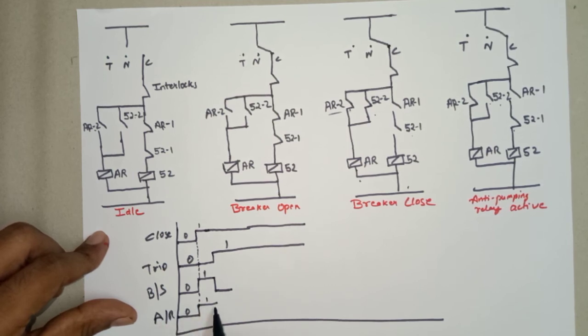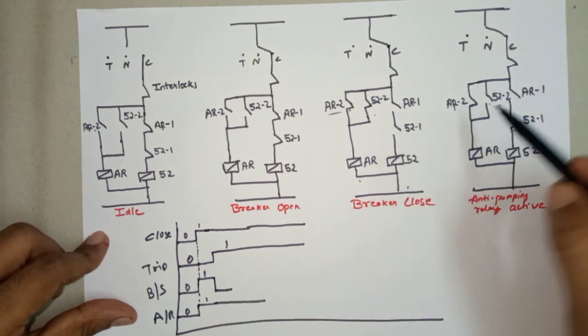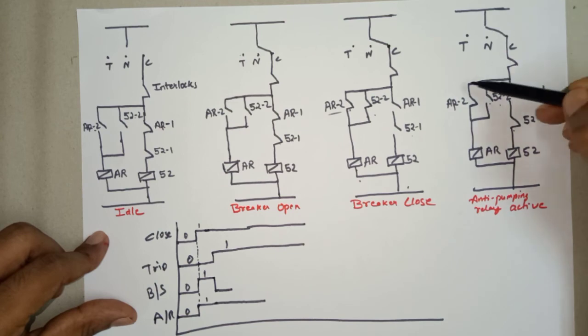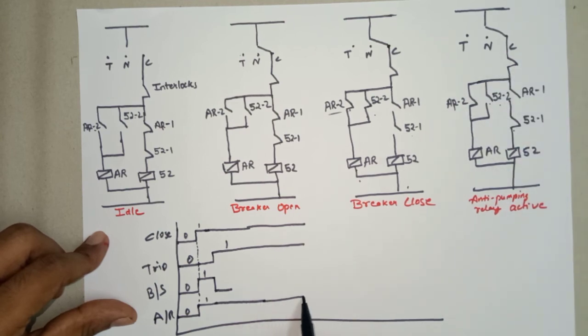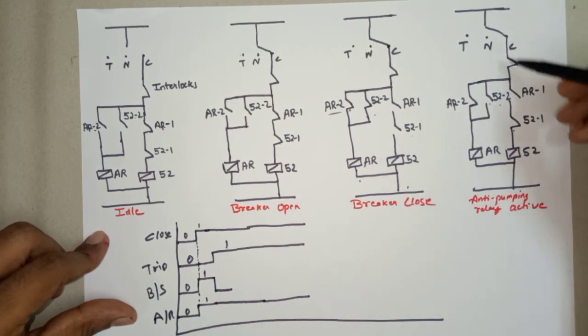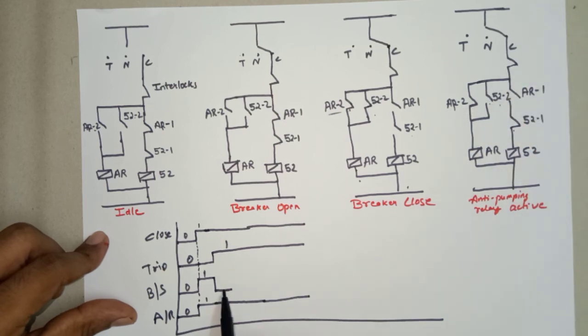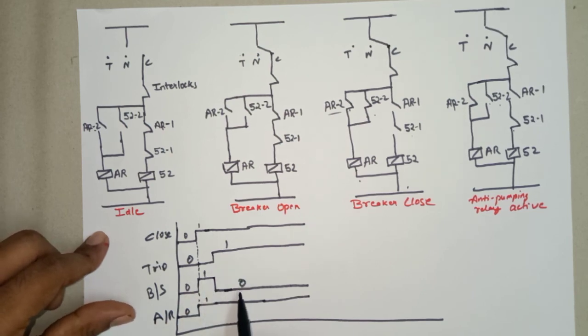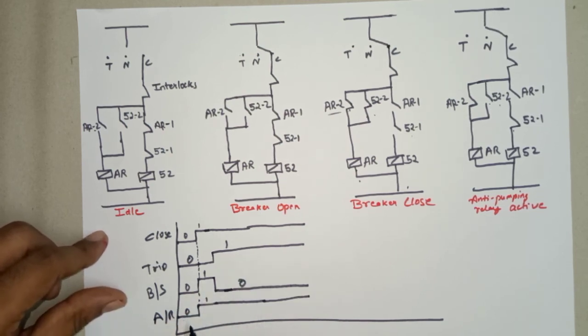It changes state from 0 to 1. It will continue to remain active till the close command is persisting. And since this AR relay is active, it will prevent the breaker from further operation. So the breaker will close and trip only once, and there will be no multiple operation of the breaker.